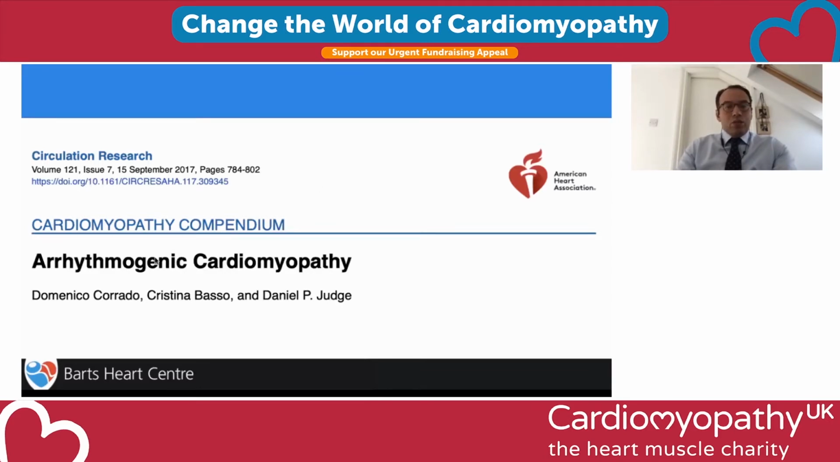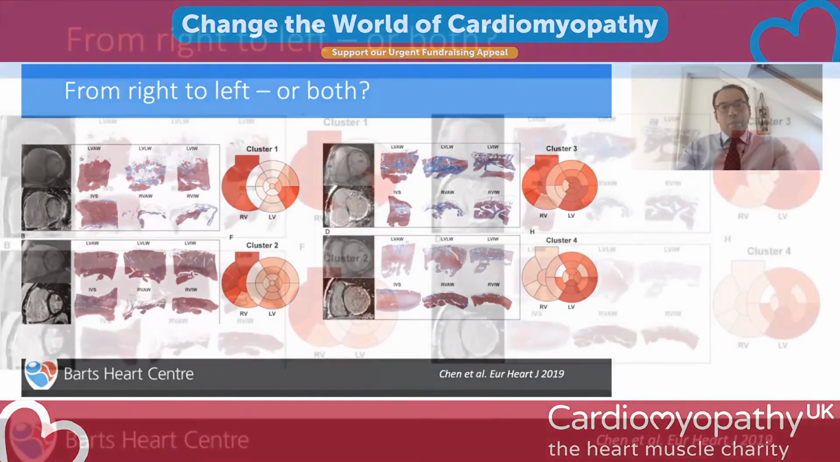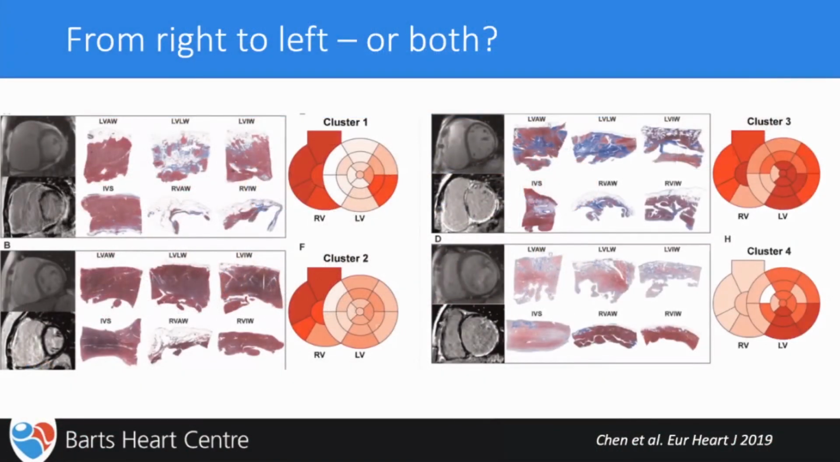We can see here the change and the progression in the name, but also the understanding of arrhythmogenic cardiomyopathy. And now, are we really talking about right? Remember, I put the right in brackets. Are we talking about left, or are we talking about both ventricles affected? And here is just one of these studies that looked into that, quite a recent one.